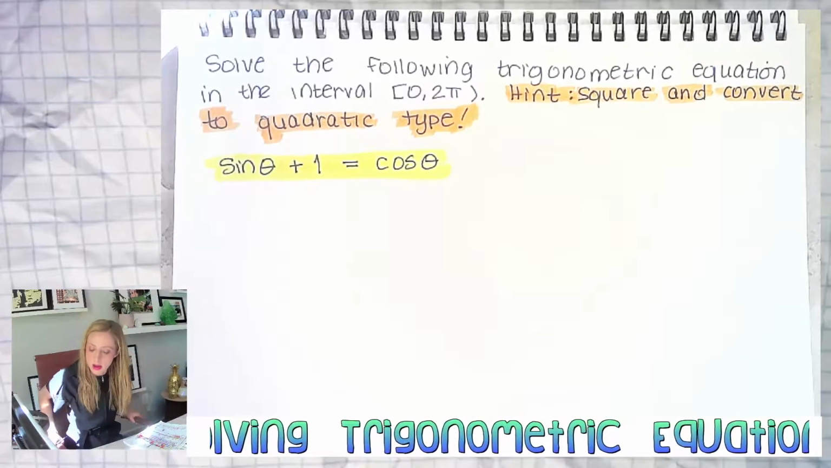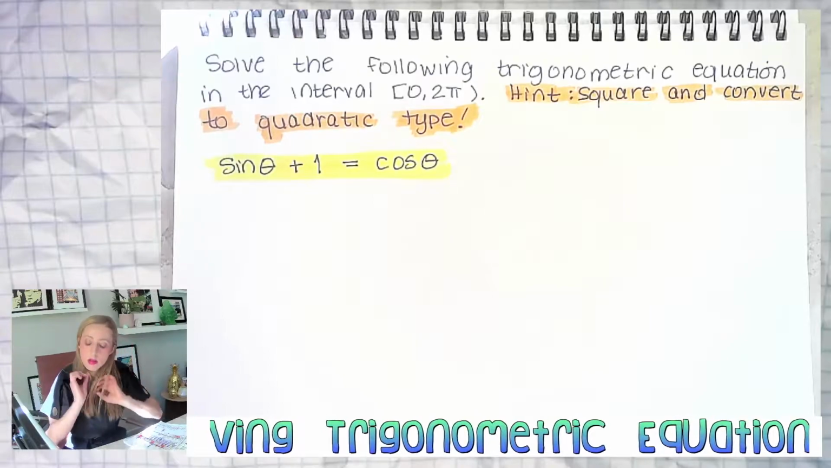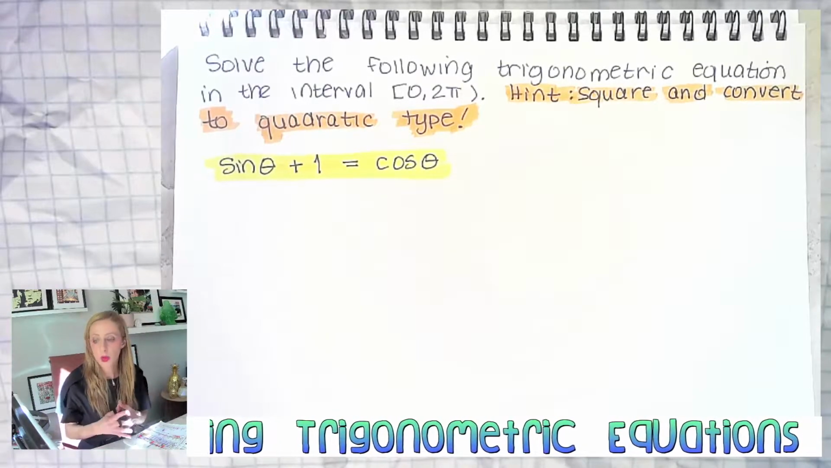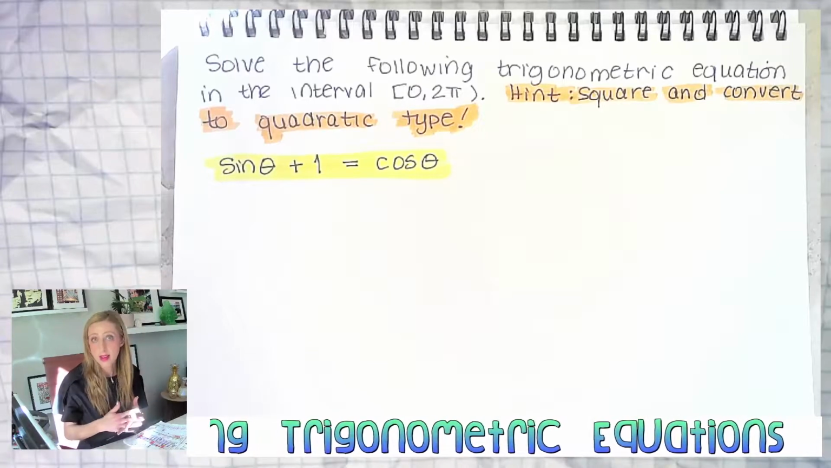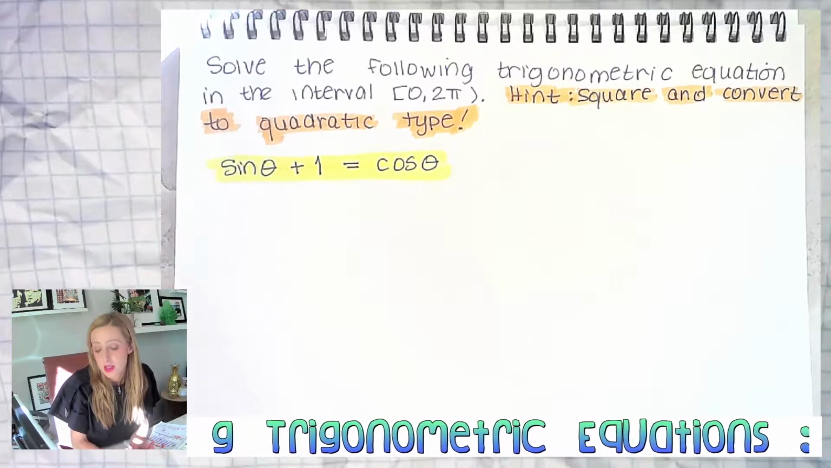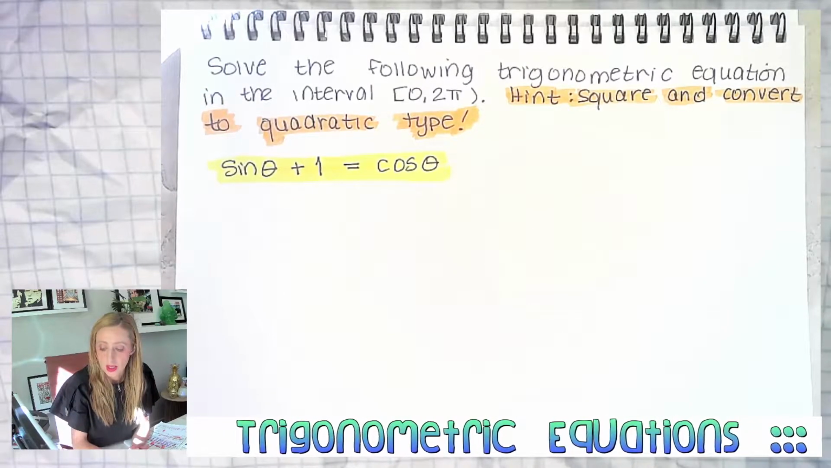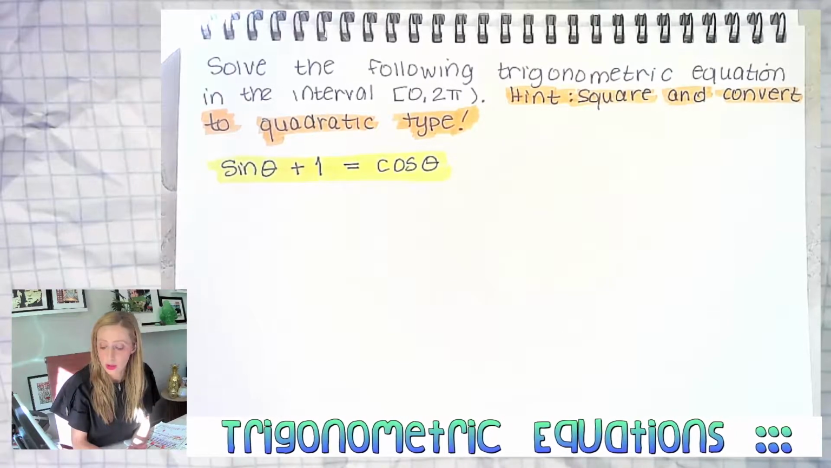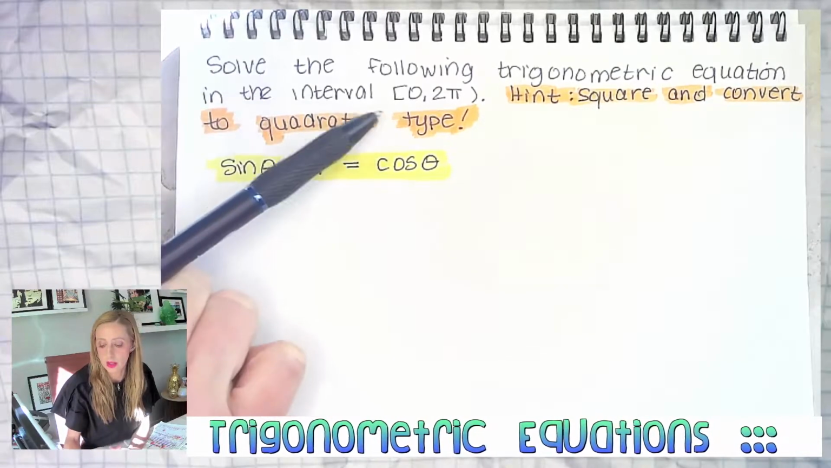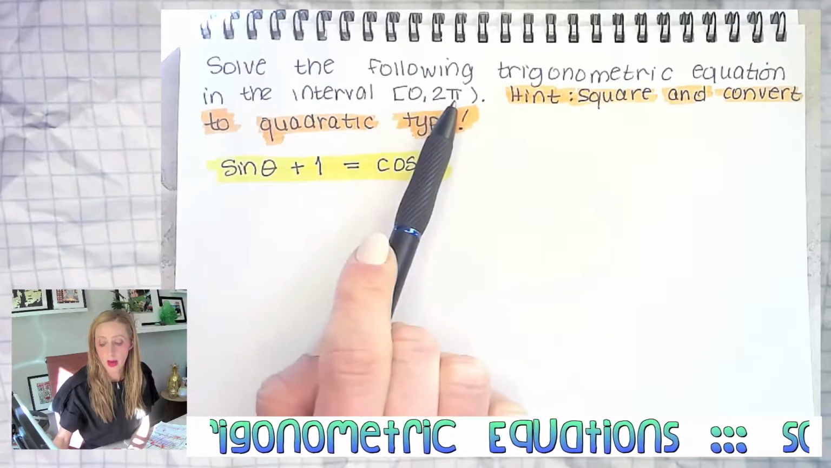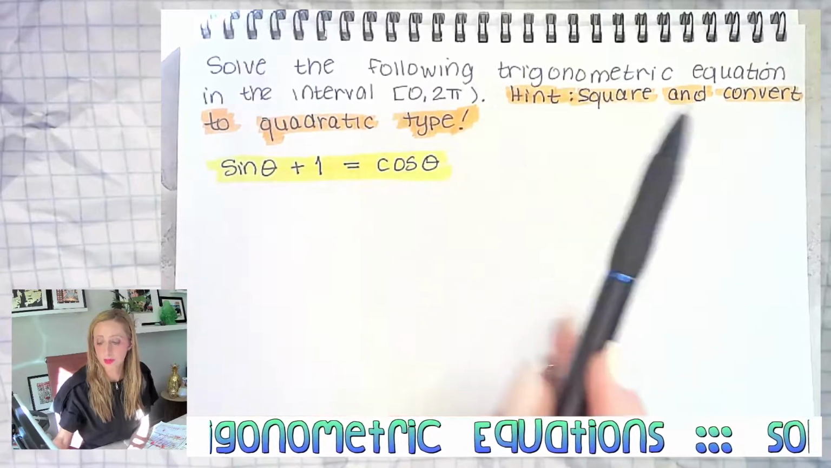Hey everybody, here is a third example, solving trig equations and dealing with quadratic form and identities. So the directions read as follows. Solve the following trigonometric equation in the interval from 0 to 2 pi, where 0 is included and 2 pi is not included. That's the meaning of the bracket and parenthesis, interval notation.